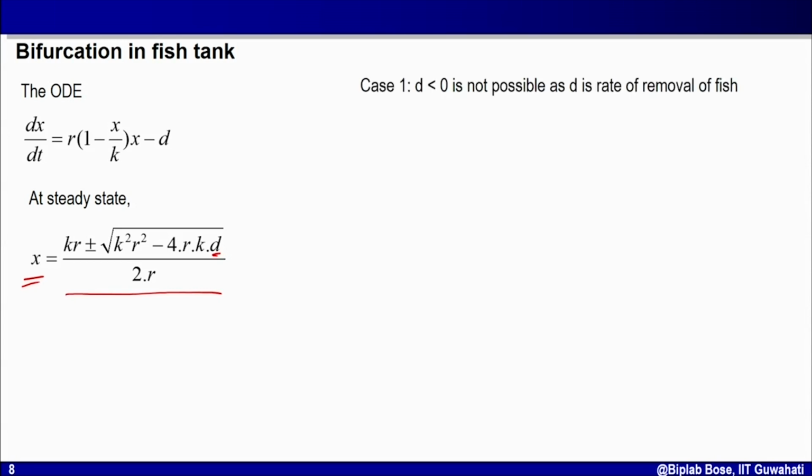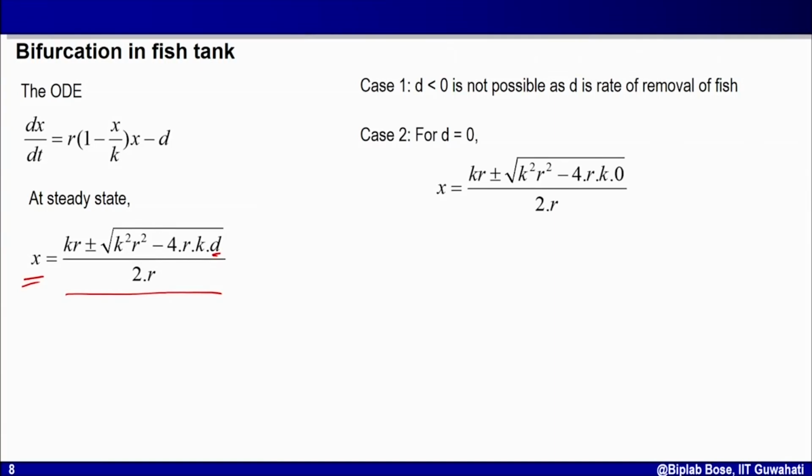Let us take case 1, where d is less than 0. Now is that possible? Actually, in our case, d represents the rate at which we are removing fish from the tank, so d cannot be negative; it will always be positive or equal to 0. So let us take case 2, d equal to 0. That means fish are growing but we are not removing anything from the tank.